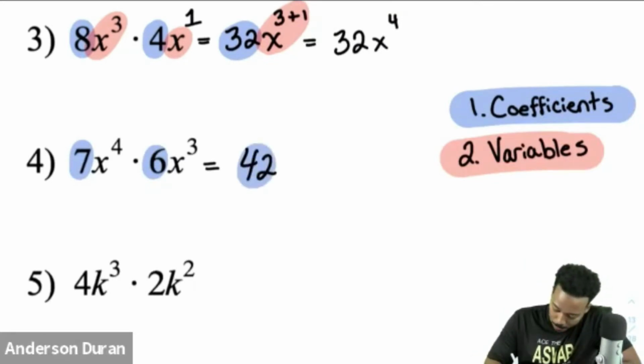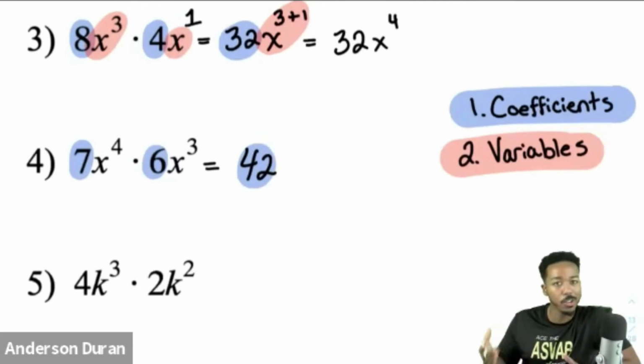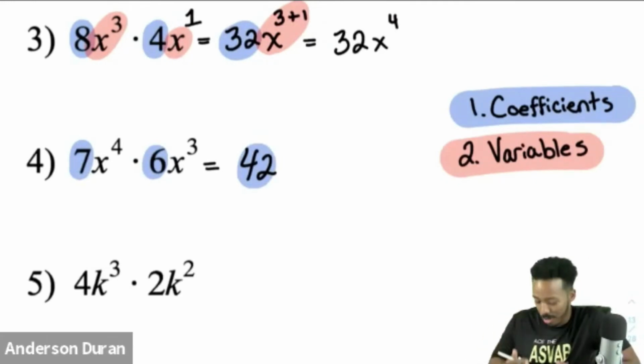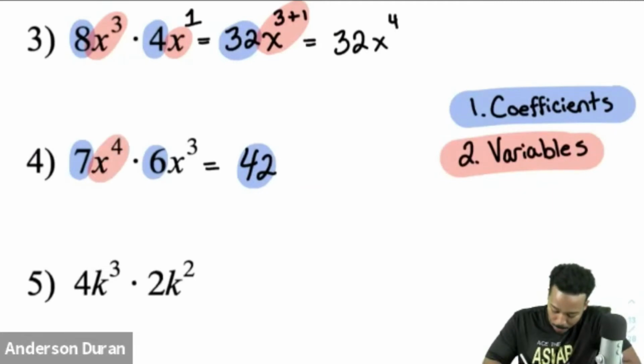All right, cool. So again, I'm just going to highlight it. I'm going to color coordinate this so we can really see what's going on. Next, we have our variables. We've got to multiply our variables now. We've got x to the 4th and x cubed.